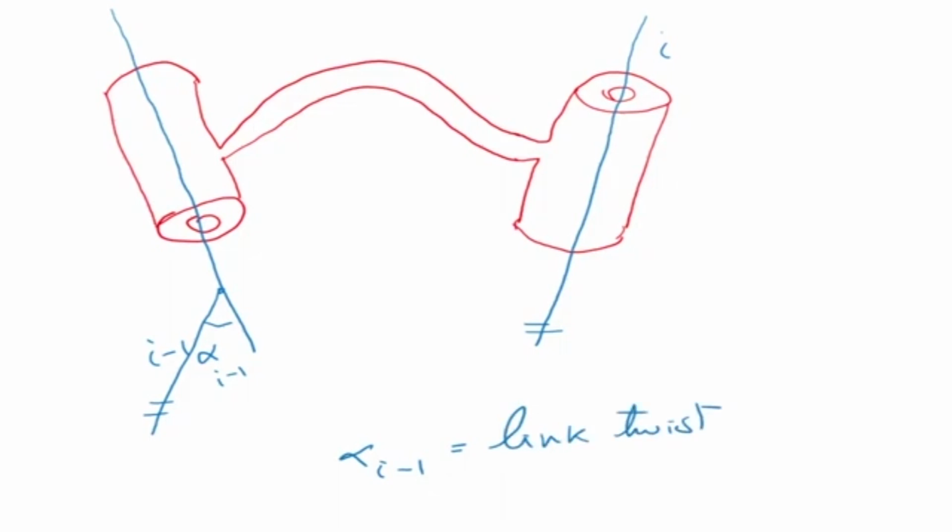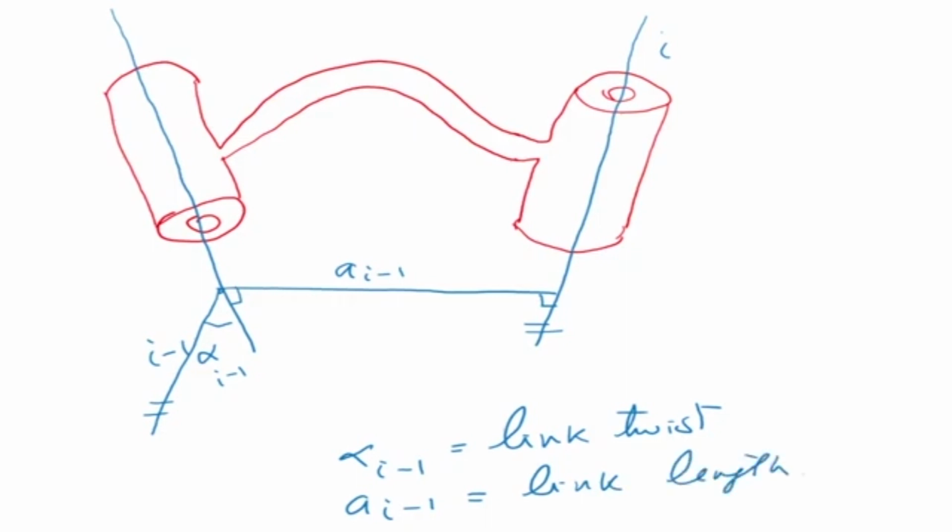Okay, this is one parameter. Now I can also draw a perpendicular line from this point onto the other axis. So this is a perpendicular line, the shortest distance between the two axes. So it is a i minus 1. So the other parameter is called a i minus 1 and is called the link length.